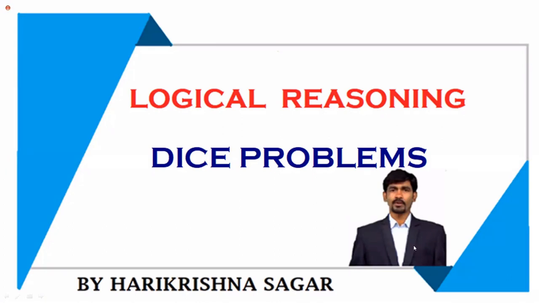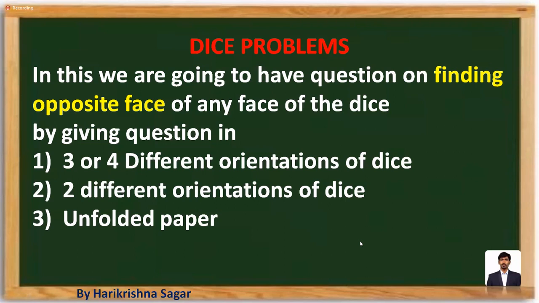Basically, dice problems are given in such a way that we are going to have questions which are related to dice. A dice will be given, and they are going to ask us to find out the opposite face of that particular dice. So whenever you see any question which is related to dice, you are going to have a question of finding the opposite face. And basically you can see three different types of questions here.